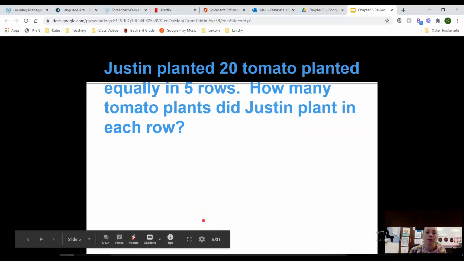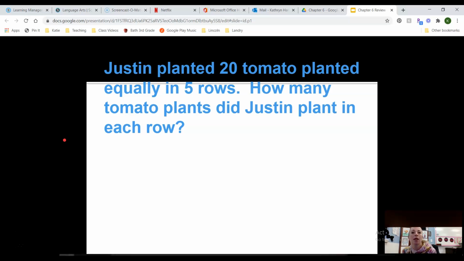All right, next one. Justin planted 20 tomato plants equally in 5 rows. How many tomato plants did Justin plant in each row? On your paper or on your board, please pull 20 and 5. What are your keywords in this sentence? Your keyword number 1 is equally. When you see the word equally, that always means division. Are there any other keywords? Each in the last sentence also means division. So you are going to do 20 divided by 5.